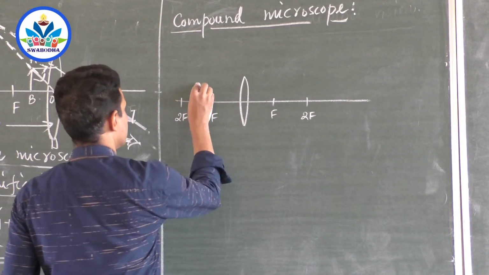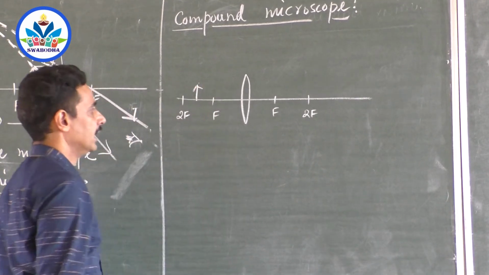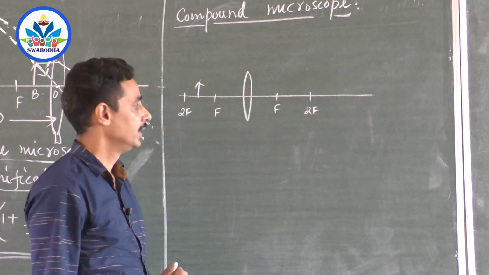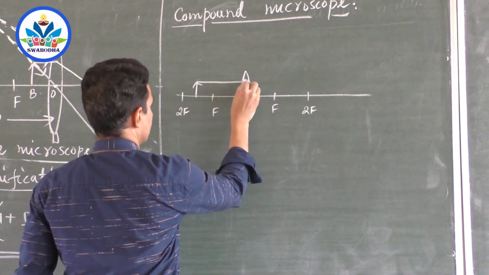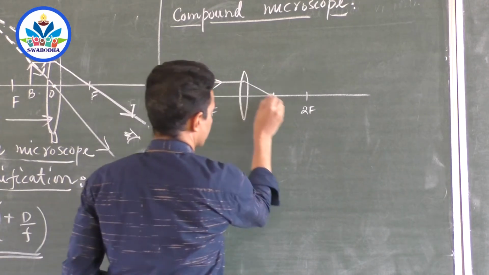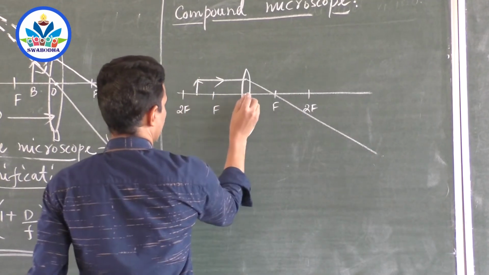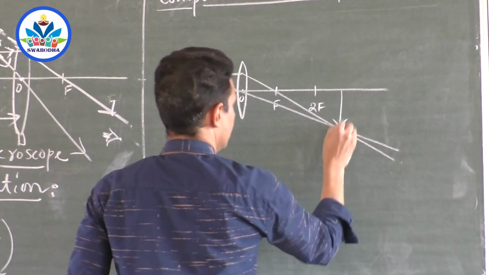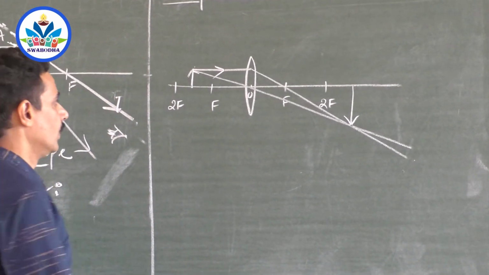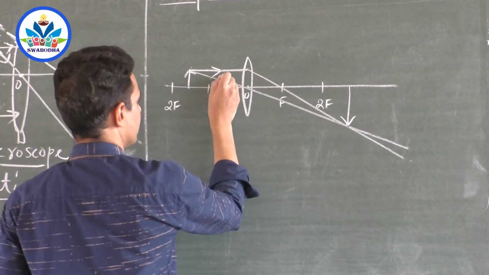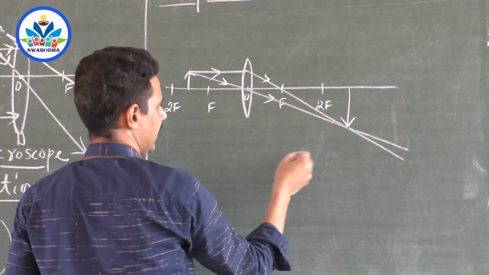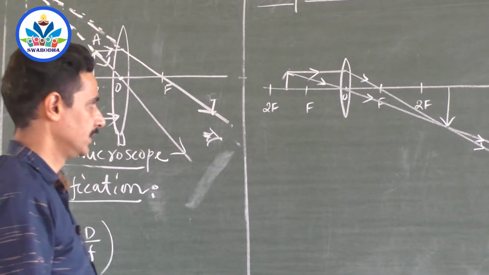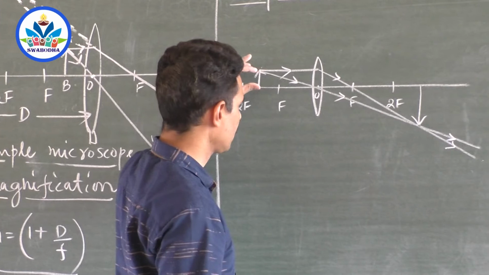Now I will keep an object here, a small object. Its image will be enlarged and it will be formed beyond 2f. So what I will do is, I will take one ray of light, let it pass through the focus, and another ray of light passing through the optic center. It passes undeviated. So did I get an enlarged image? So the small object's magnified image is formed here. I will discuss the rays of light first, in all microscopes and telescopes. Then we will go for the magnification. So the enlarged image of the first object is formed here.